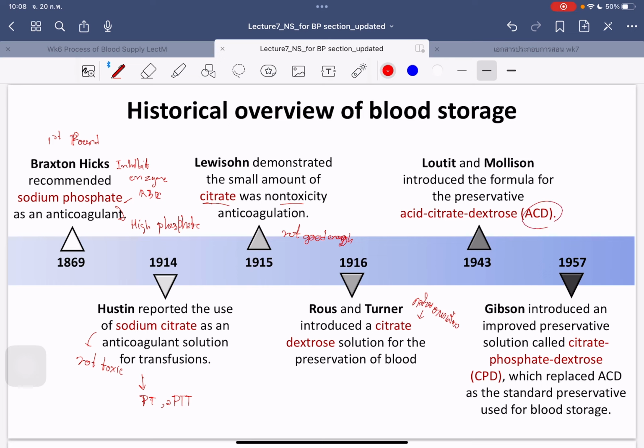So this is just the history of anticoagulants in the blood component. I don't want you to remember all of these. Just remember the correct one that you're going to use today.